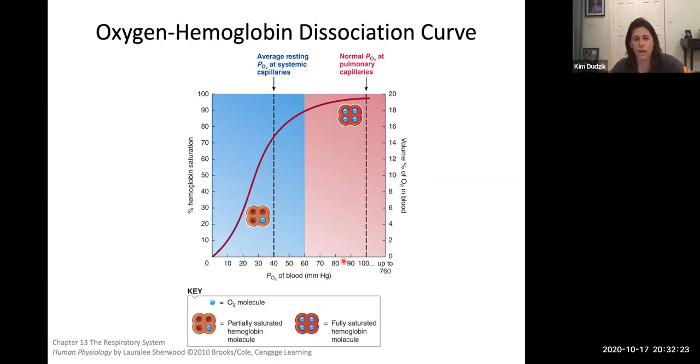Well, our tissues are always working. At rest, it's always at about 40. Okay, so this is the oxygen hemoglobin dissociation curve, or sometimes we just say oxyhemoglobin dissociation curve. So rewind this, look at it again so you can see how to read the graph.